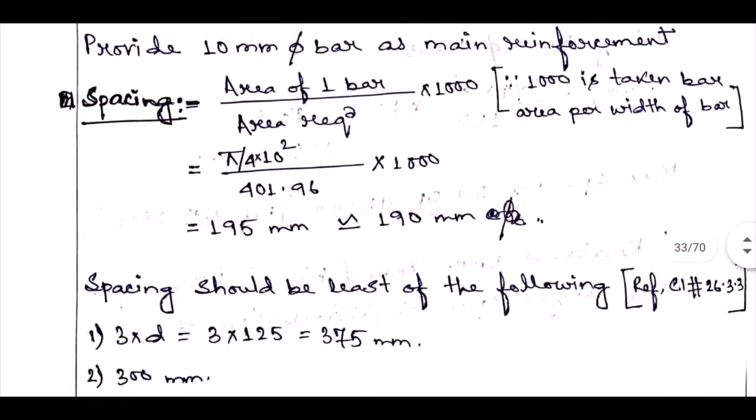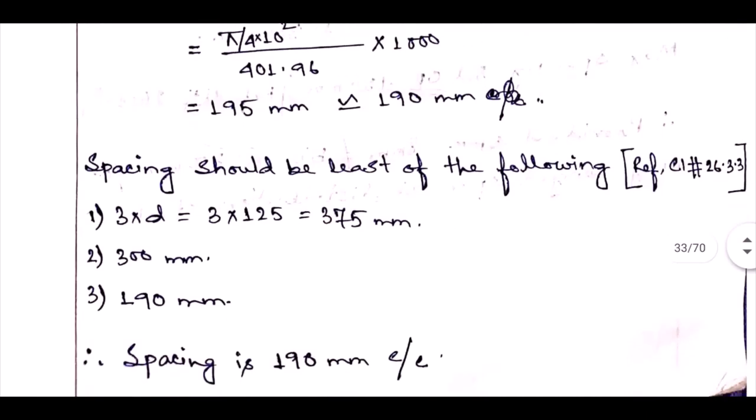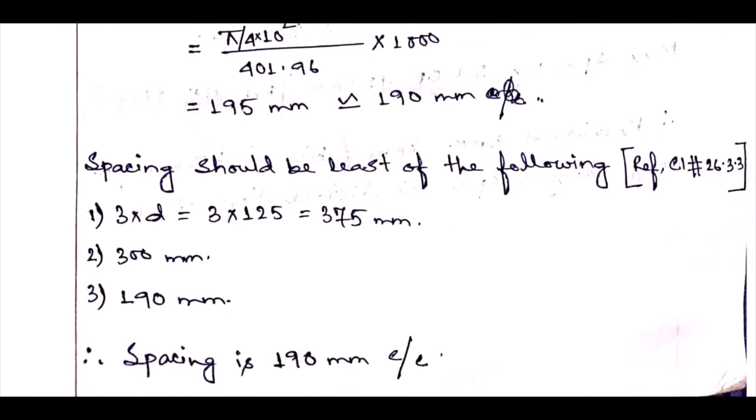Now spacing should be the least of the following. This is as per clause number 26.3.3. 3 into effective depth, that is equal to 3 into 125, that is equal to 375 mm, or 300 mm, or which we get from here 190 mm. So from these three, the least value is 190 mm, so spacing is 190 mm center to center. So this criterion is written in clause number 26.3.3. Let's go to the code and check out this clause.